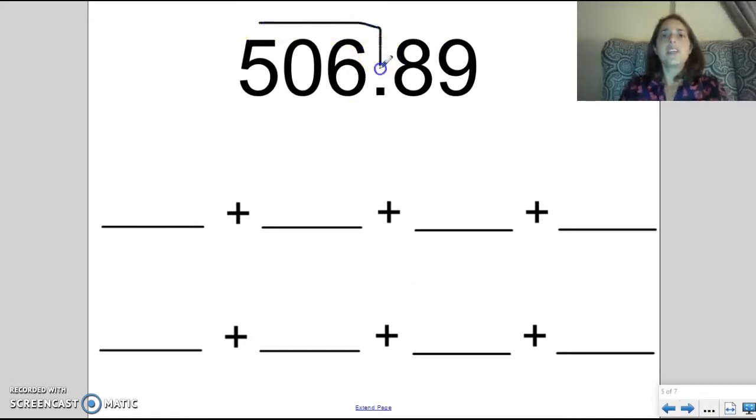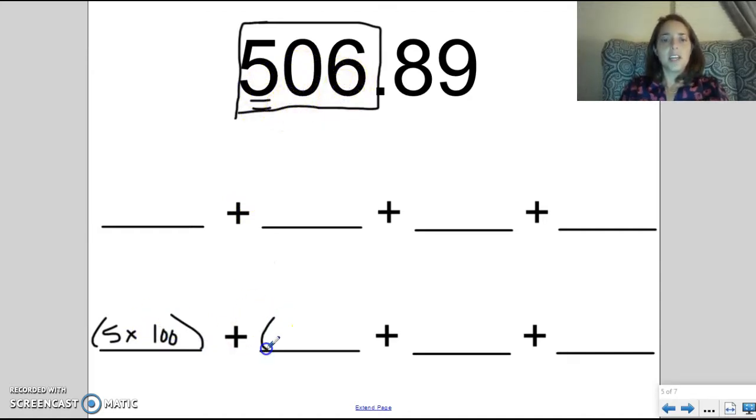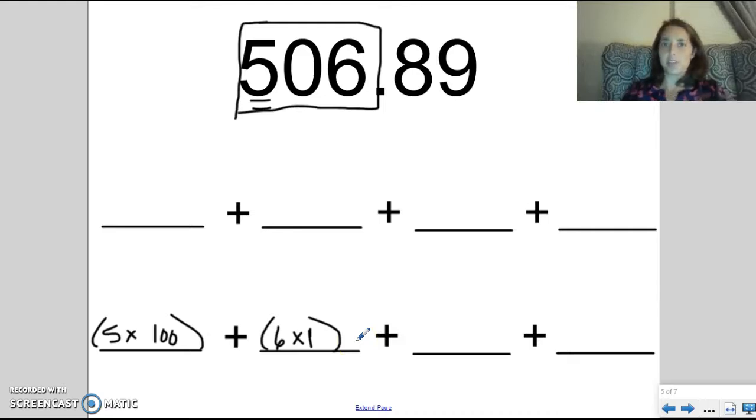First things first, ignore the decimal universe. Let's just pretend we're working with 506. Well, we have a 5, and that 5 is parked in the hundreds place. The 0 doesn't matter, so I'm going to move to the 6. We have a 6 in the ones place. So we're already halfway through our answer, and it's something we're already experts on.